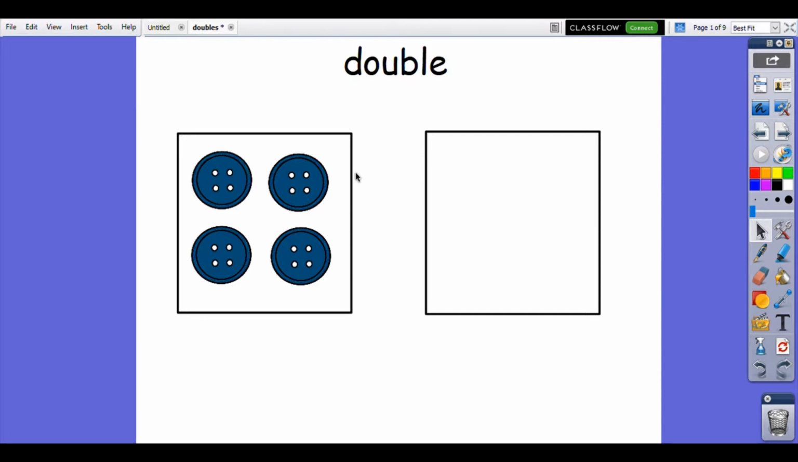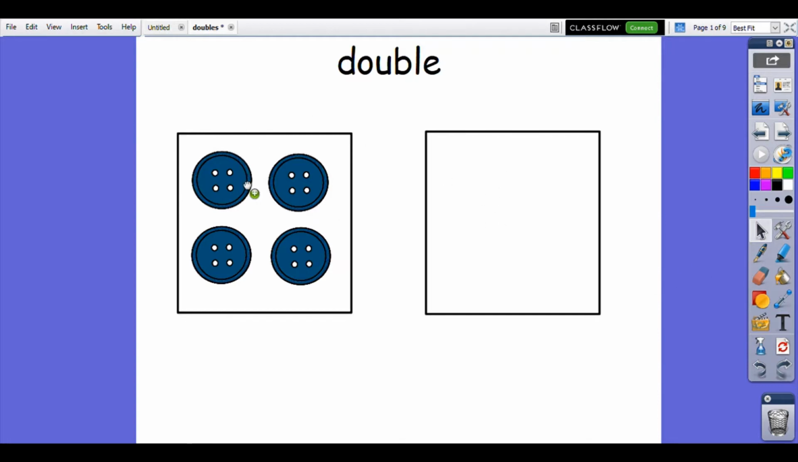Okay, so we are learning about doubles today. This word at the top says double. It's our key vocab for our maths lesson. And first of all today we are going to double my buttons. How many buttons do I have in my group? 1, 2, 3, 4. I would like to double my buttons in this square over here. So how many should I have in this square over here to have double?